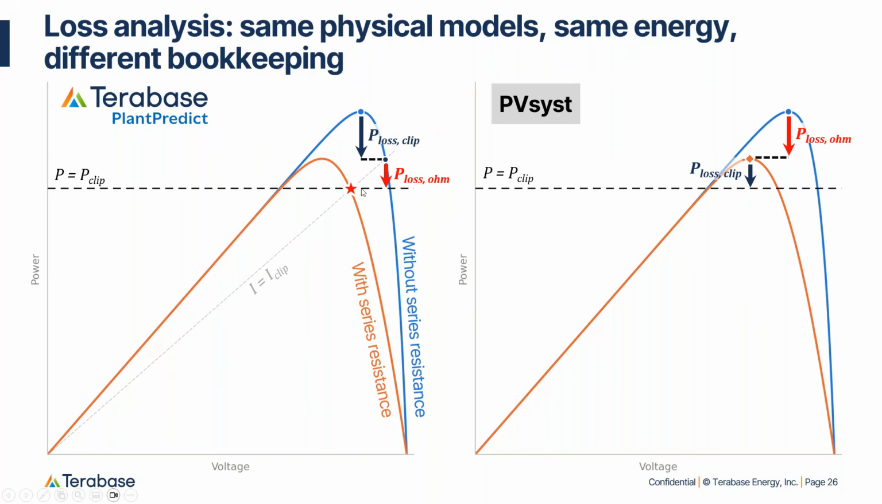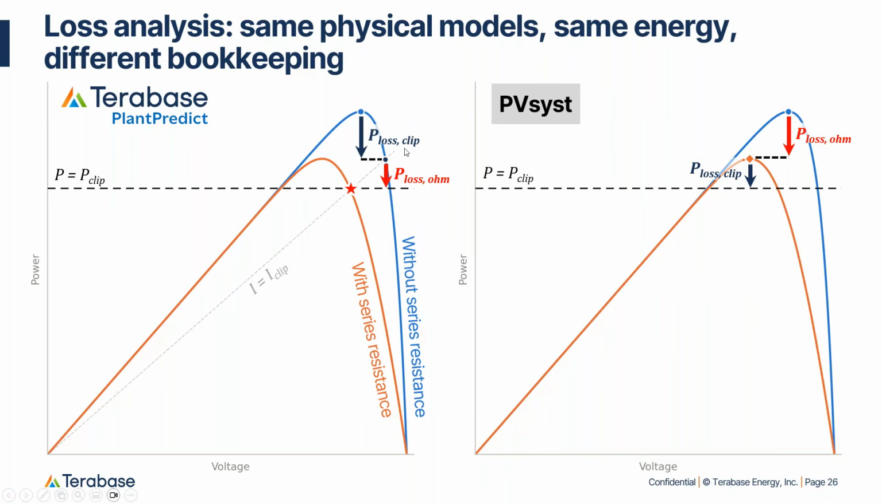On the other hand, PlantPredict is applying that a little bit differently. The way it does is that it figures out what is going to be the clipping power operating point, and from there it's going to calculate what is the clipping current. This clipping current is the base on which you calculate your wiring losses. You take your clipping current, you square it, you multiply it by the series resistance, and that will give you your series resistance loss, and the difference between that and your power without series resistance is then your clipping loss.